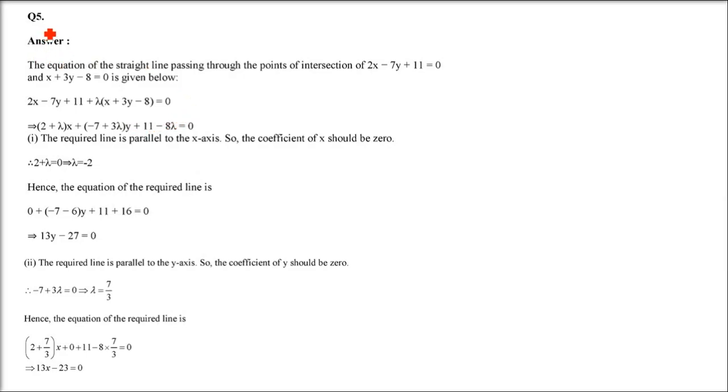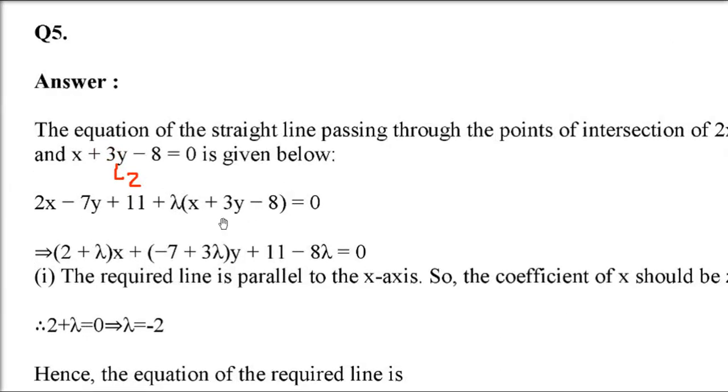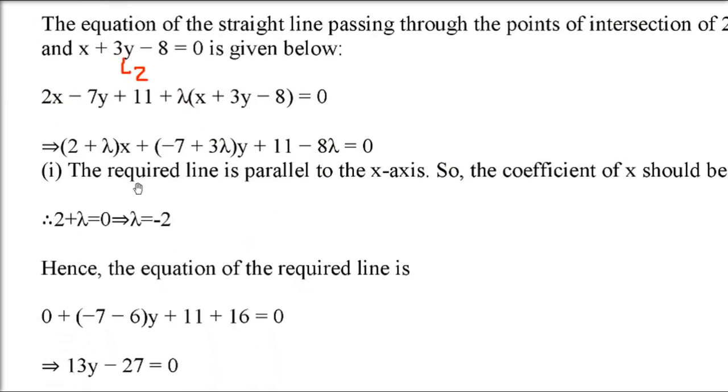Now next is question number 5. Find the equation of the line passing through the point of intersection of 2x minus 7y plus 11 equals 0, x plus 3y minus 8 equals 0 and parallel to x-axis and y-axis. L1 and L2 are given. The family of lines passing through these two lines will be L1 plus lambda L2. So there is a line which is the family. So L1 plus lambda L2, you know how to do this. Now take the x term together, y term together like this.